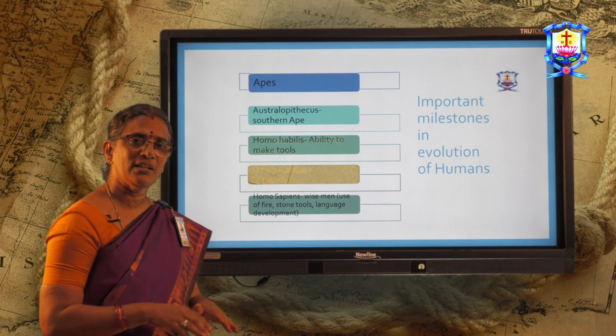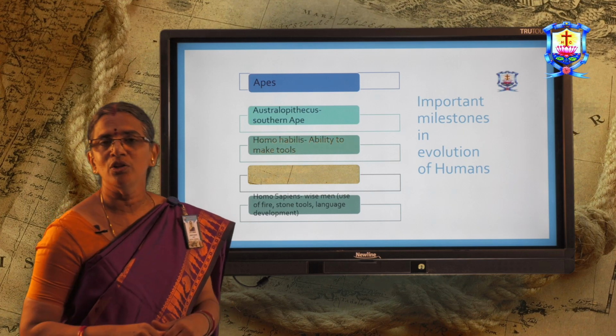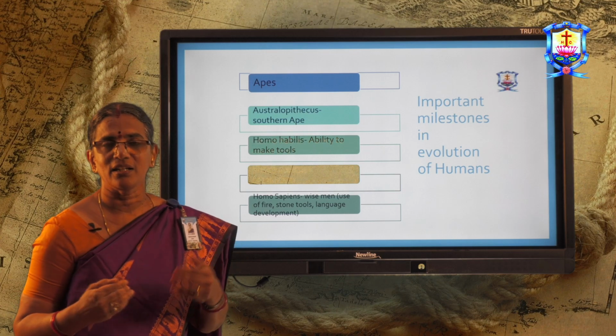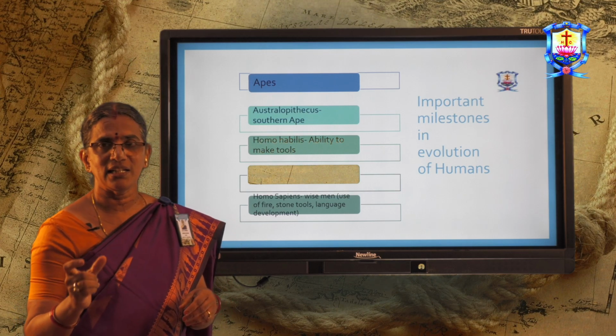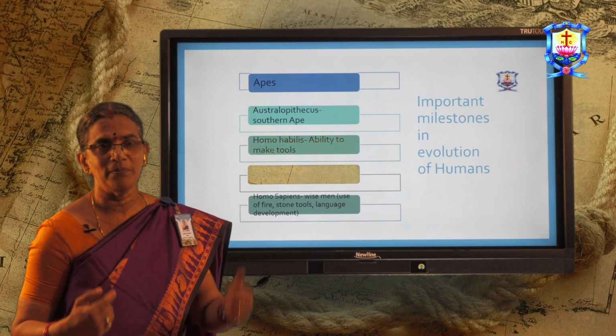Then we have Homo erectus, another significant milestone in human history, because until that time we were walking on four legs, and now we started standing straight, or erect. That is why we call them Homo erectus. We became bipedal. We are walking on two legs and our vertebrae became straight.